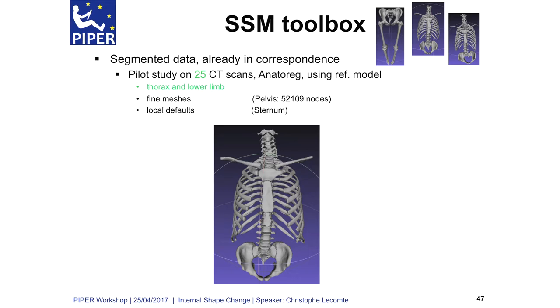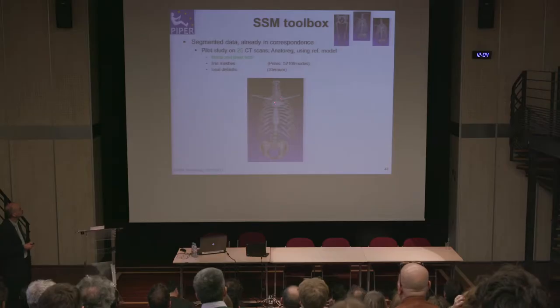We have the data that has been segmented semi-automatically, which means that the meshes are already in correspondence. So if you look at the sternum, for example, all the sternums have the same number of nodes, and the points correspond to the same item on the body.